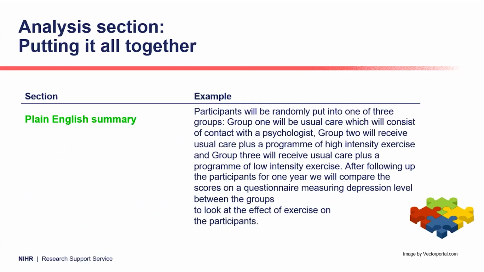So as you remember, the case study has 3 groups comparing 2 types of physical exercise to no exercise. So when you want to explain your analysis plan in plain English, you need to talk in simple terms about the method of assigning the participants to each group, what those groups are, what kind of intervention would they get, and what is the comparison group. You'll then need to mention how long the follow-up period is and what you will measure as the primary outcome.